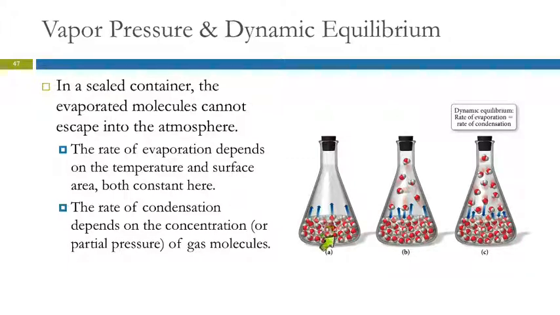The rate of evaporation depends on the surface area and the temperature. Those are both constant as we watch the progression in this flask. What's not constant is the rate of condensation, which depends on the amount of gas molecules, or the concentration or partial pressure of gas particles. As that increases, the rate of condensation increases.